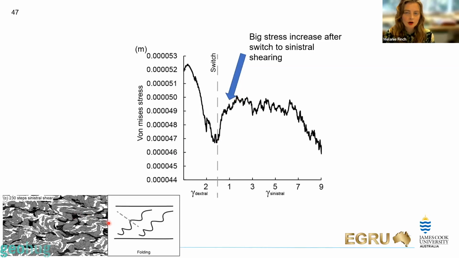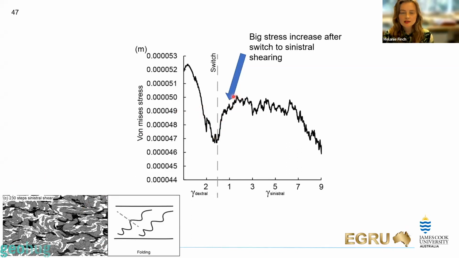And that's because all those structures that were accommodating the shearing in this easy kind of way are not oriented correctly for sinistral shearing. So they're facing sort of the opposite direction to what they need to be facing to accommodate sinistral shearing. And there needs to be a reorientation of the microstructure or of the structure to accommodate this new direction of shearing. So there's this big increase in stress after the switch.